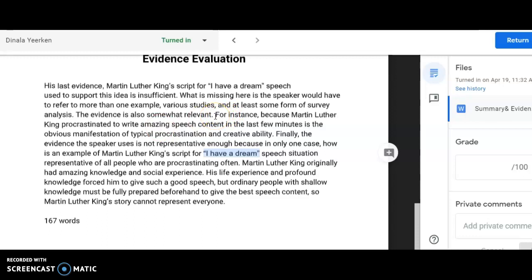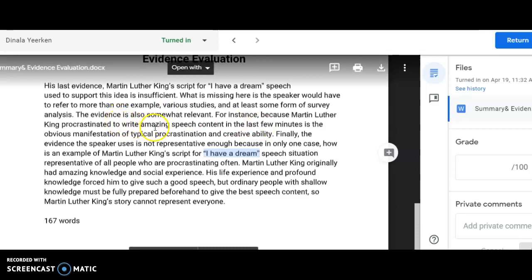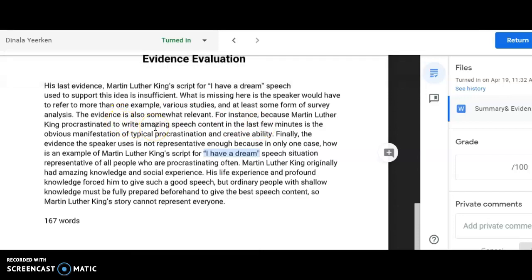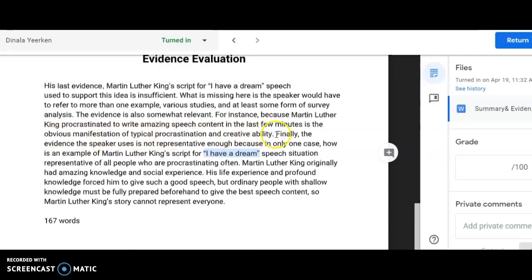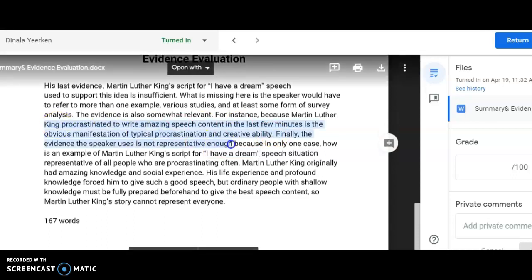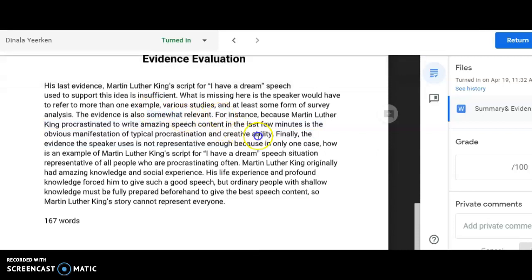And your answer is, it's somewhat relevant, but not really. Well, why is it not relevant? You're saying here, he procrastinated in the last few minutes is the obvious manifestation of typical procrastination of creative ability. Okay, but why is it not? If you say it's somewhat relevant, why is it not relevant? This is the reason why it is relevant. But why is it not relevant? So you could add that here.